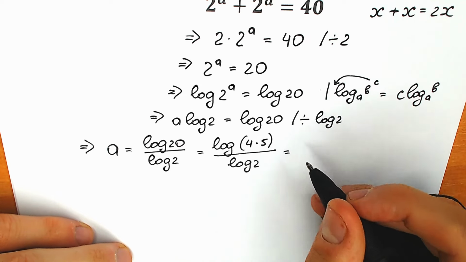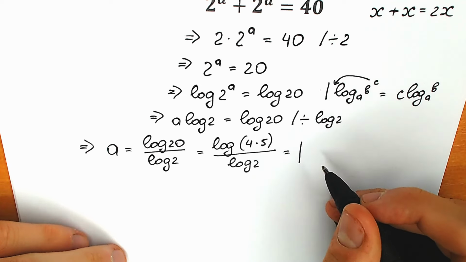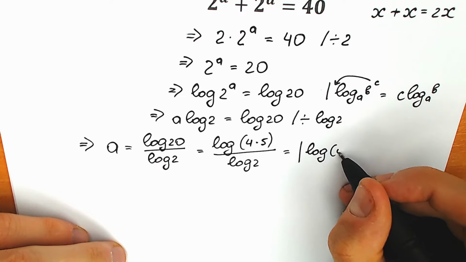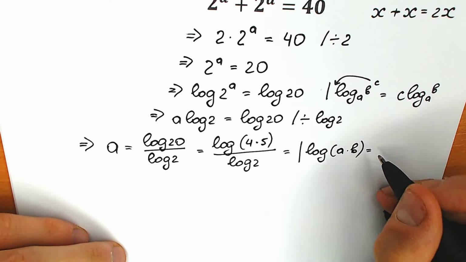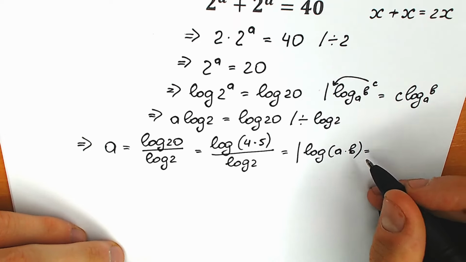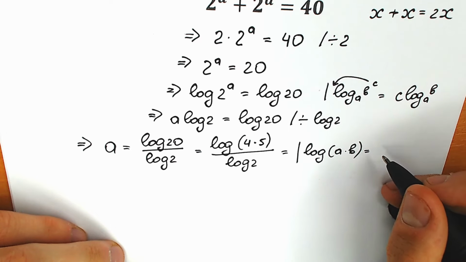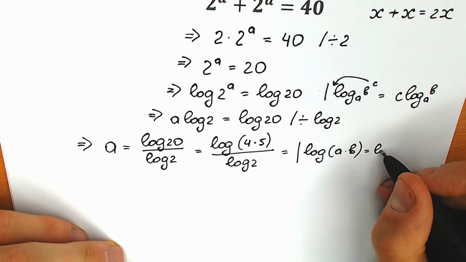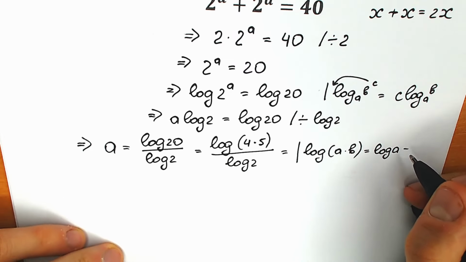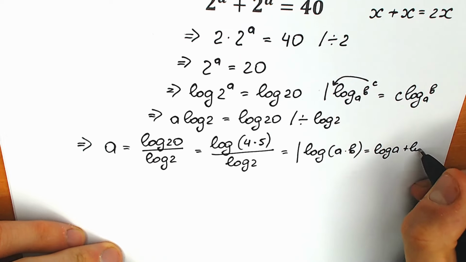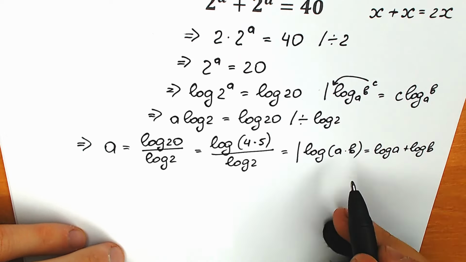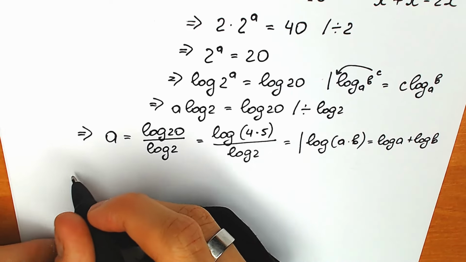When we have a log of a product, we have a quick rule. When we have log of a times b, we can write it as a sum. So log of a product is a sum of two logs. It works only with multiplication and division, and then we can write it in terms of addition and subtraction. So we have log a plus log b. Multiplication goes to addition and division goes to subtraction.